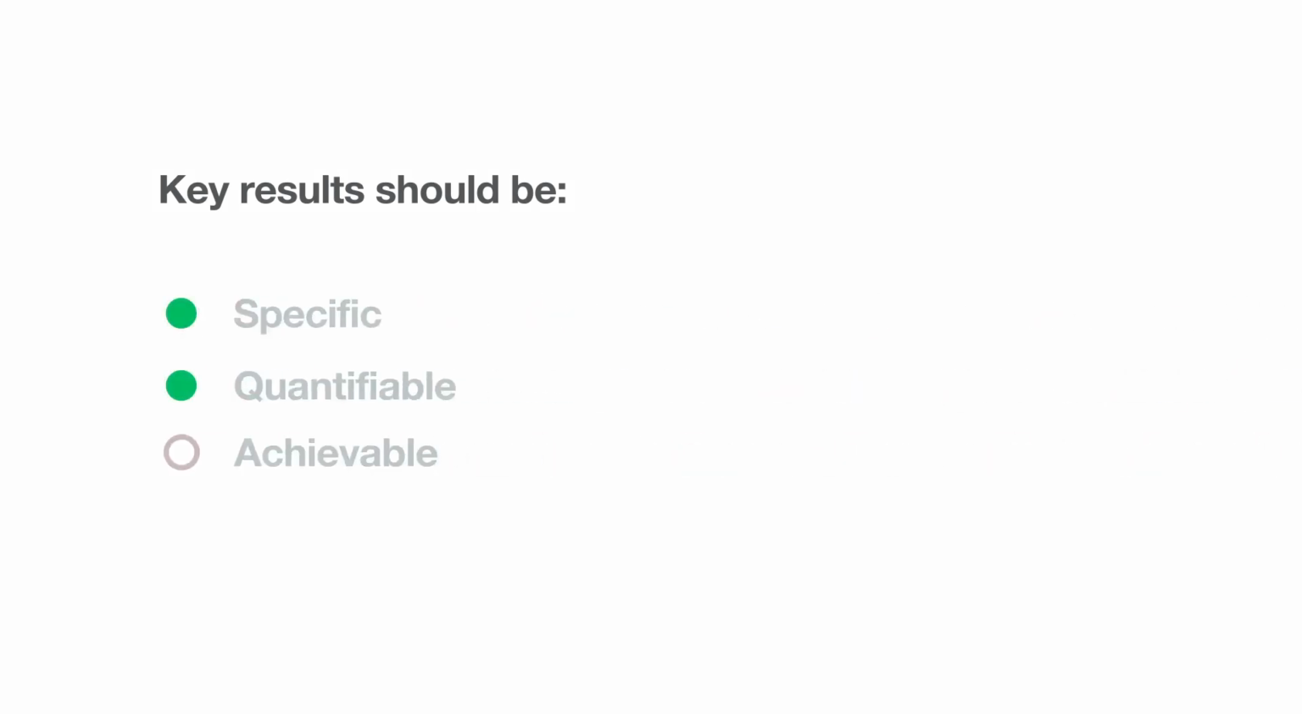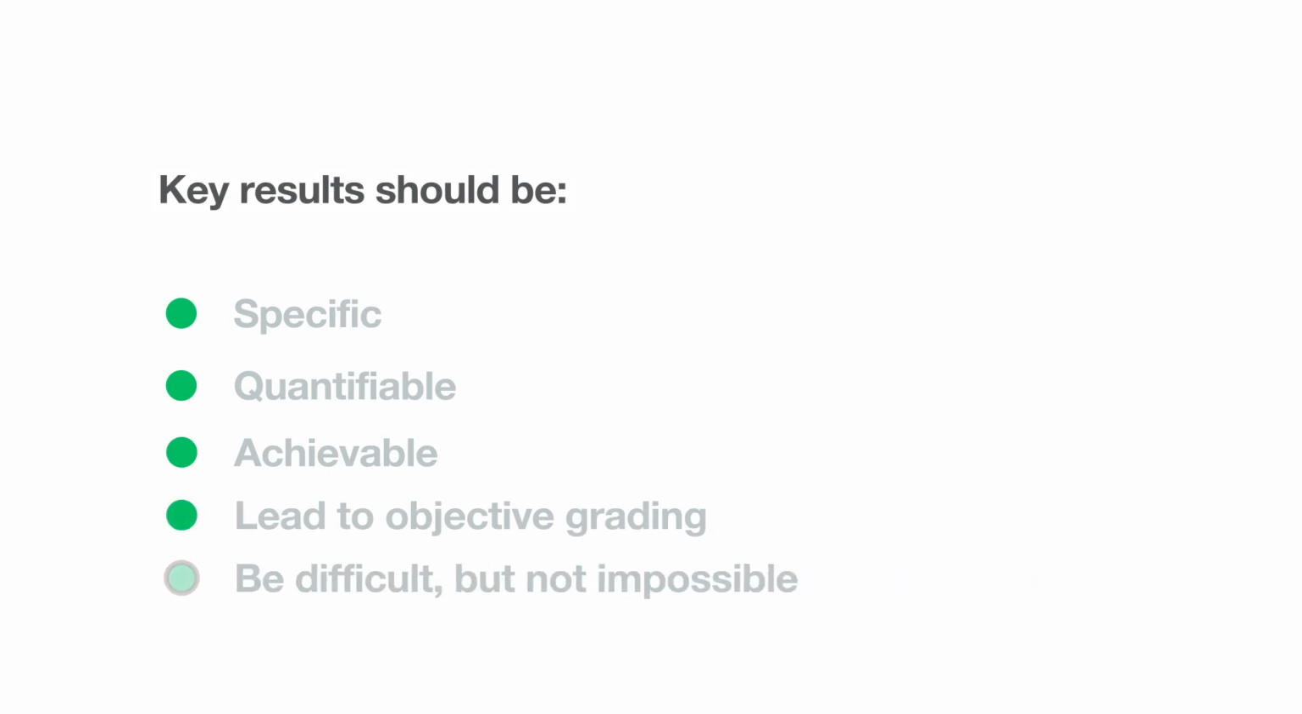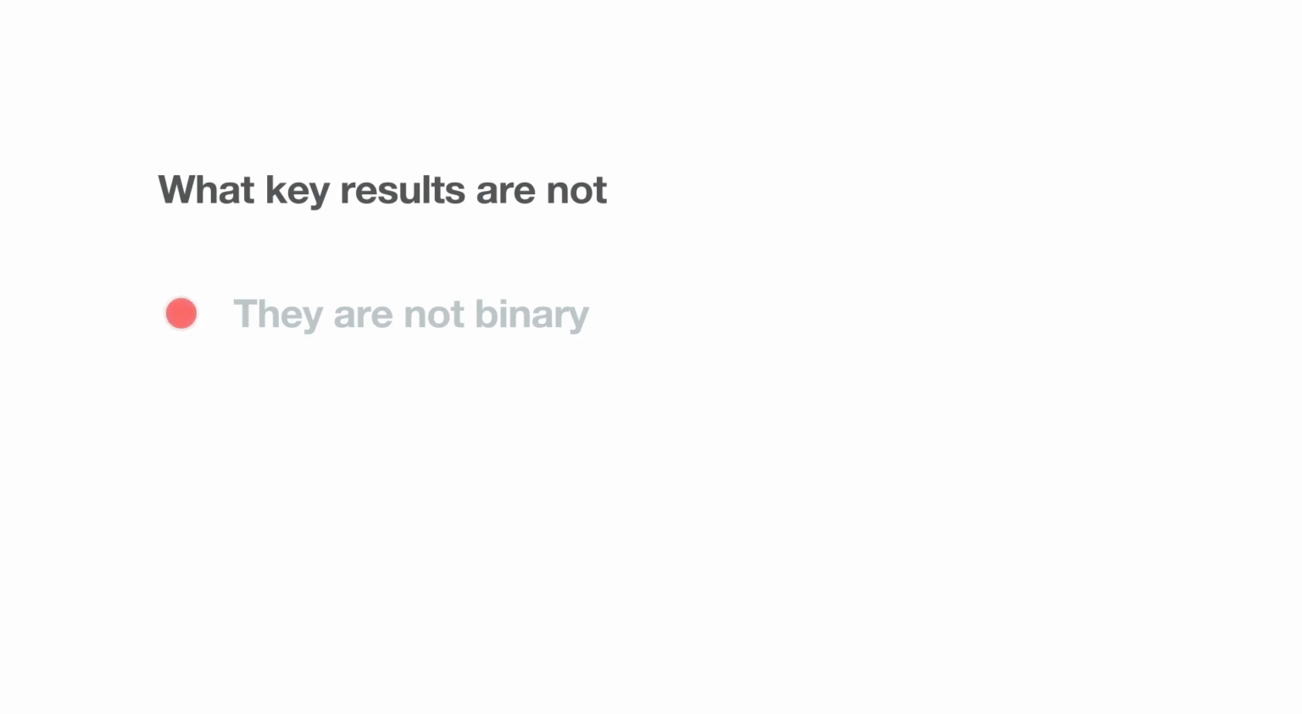After choosing an objective, you then need to decide on your key results. Remember, key results are the way you measure your objective. Key results should be specific, quantifiable, achievable, lead to objective grading, and be difficult but not impossible. It's also important to consider what key results are not as well. They are not binary. Key results should be numeric and updated throughout the quarter. If your key result is binary, it may be a task or plan and not a key result.